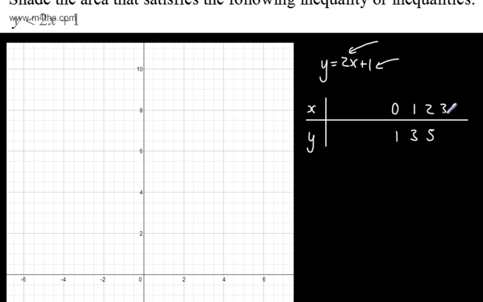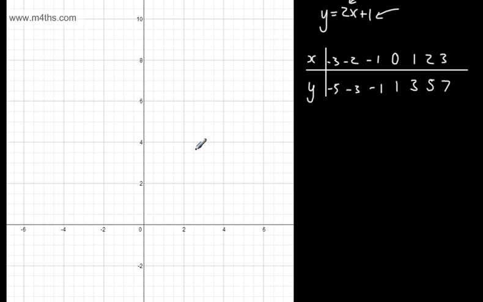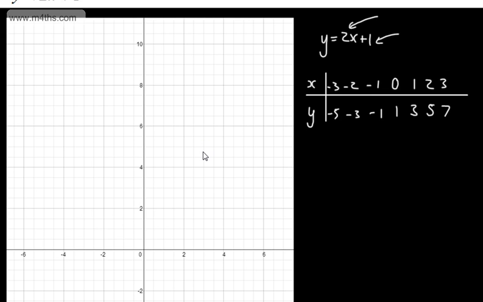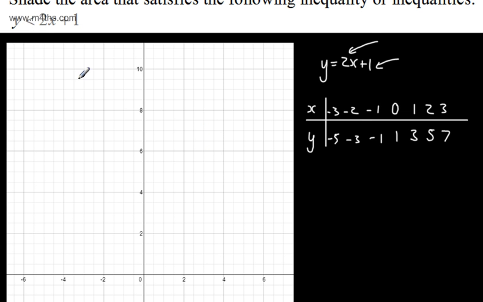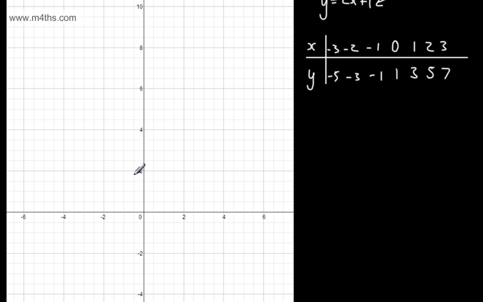If I put in 3, it's going to give me 7. Negative 1, we need to go down by 2, so that will be negative 1. Negative 2, we need to go down by 2, negative 3. Negative 3, that's going to give me negative 5. So if you weren't massively confident, let's go ahead and plot the points. Remember, we've got a strict inequality here, so we're going to have 0, 1, which is just there. We're going to have now 1, 3.